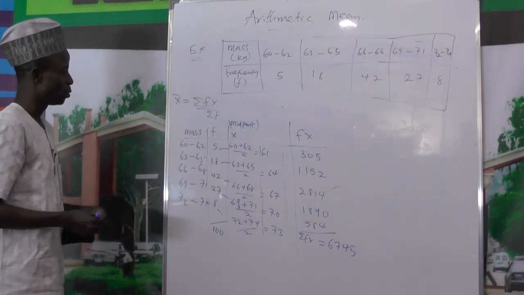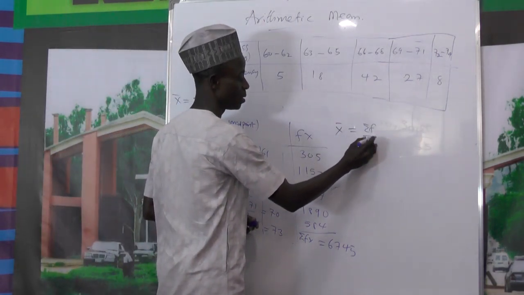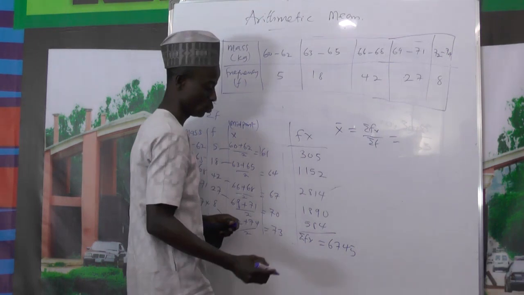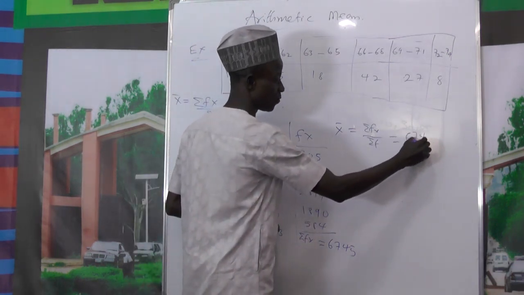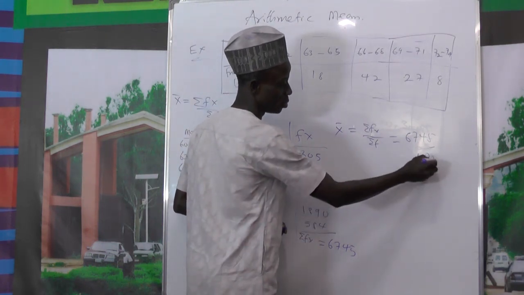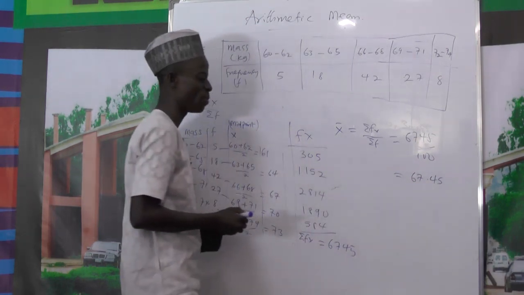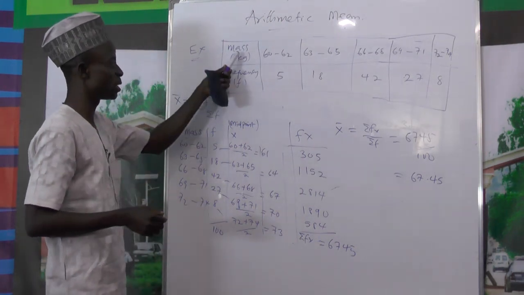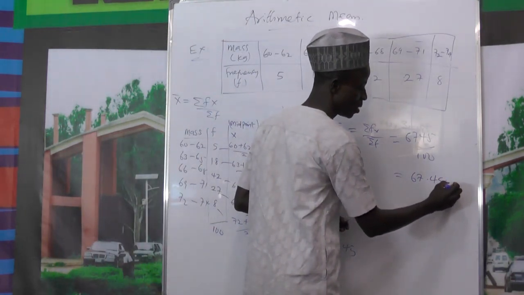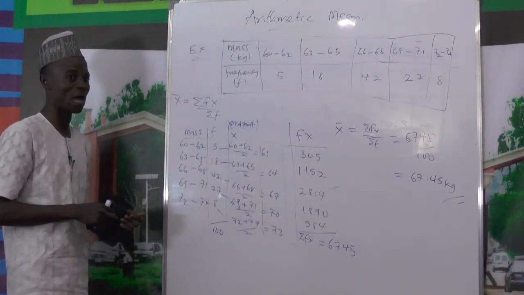So by that, we go back to our formula, which says that our x bar is equal to sum of fx all over sum of f. So this will now be equal to 6,745 divided by 100. So this will give you 67.45. Remember the unit that we were given. The masses were in kg, so the arithmetic mean for this will be 67.45 kilogram.